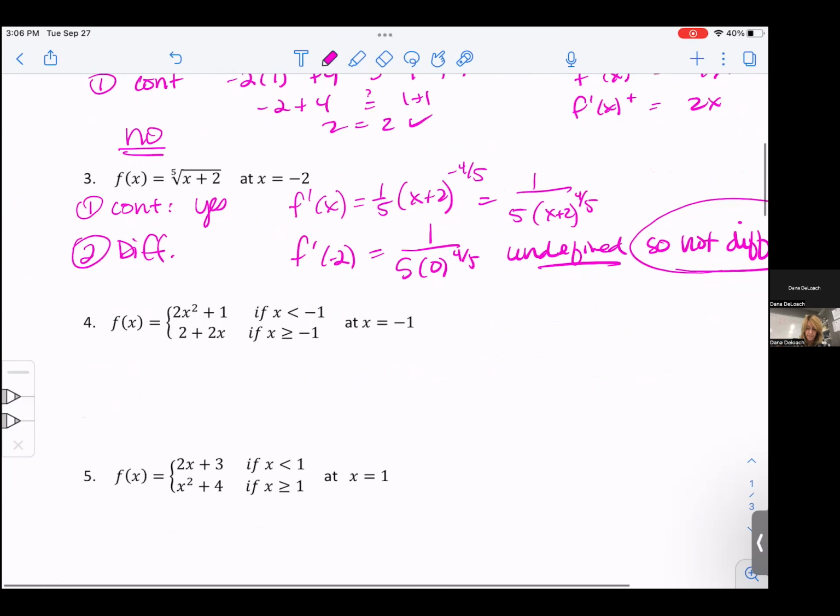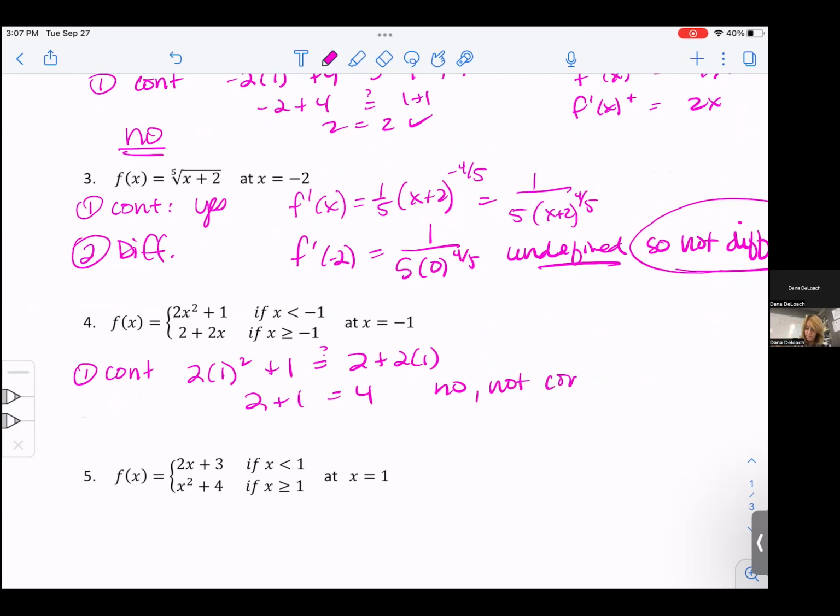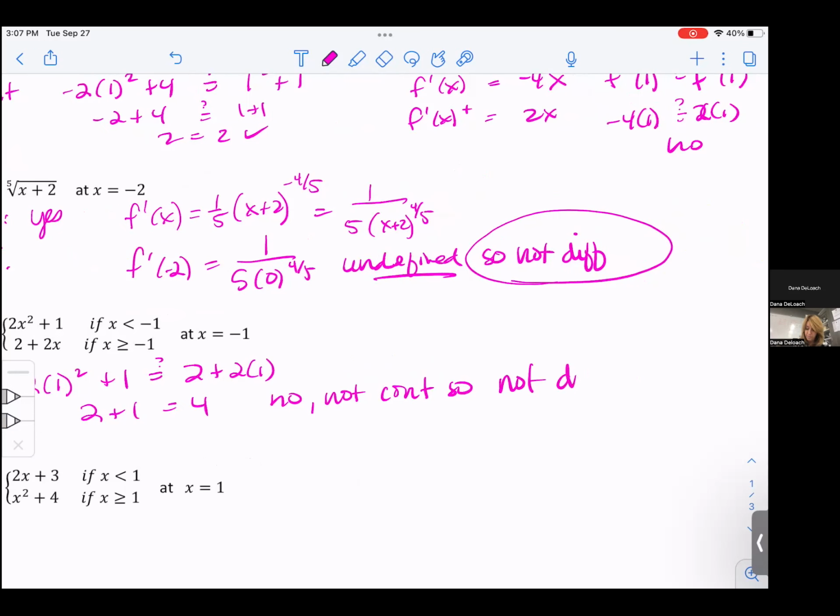Okay, let's try this one. Well, first off, ask if it's continuous. I'm going to put 1 in. So I'm going to go 2 times 1 squared plus 1. Does that equal 2 plus 2 times 1? And that's going to be 2 plus 1. Does that equal 4? No, I stopped there. I don't even need to ask. It's not continuous. So I don't even need to figure out anymore. Not continuous. So not differentiable.